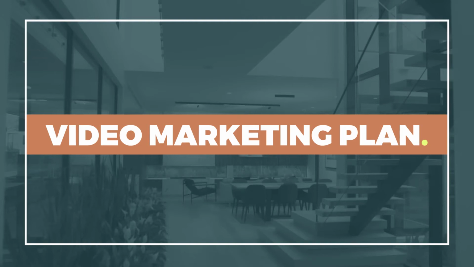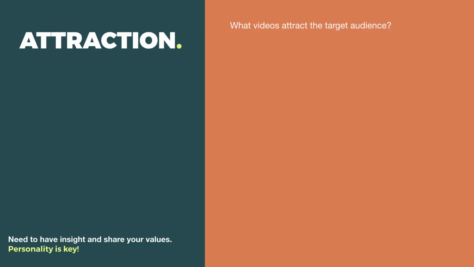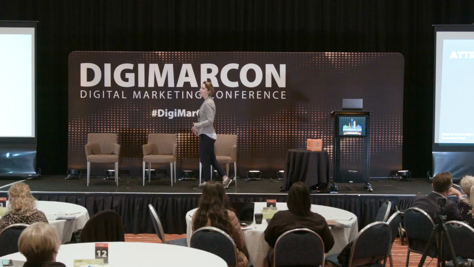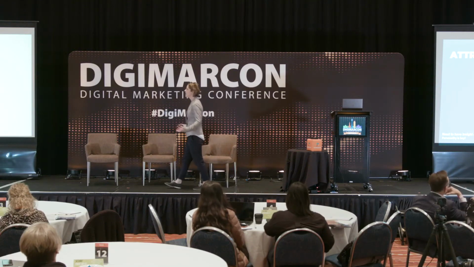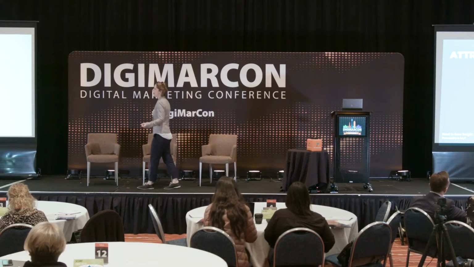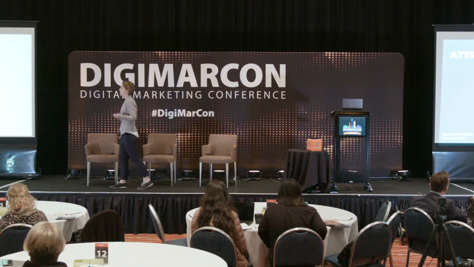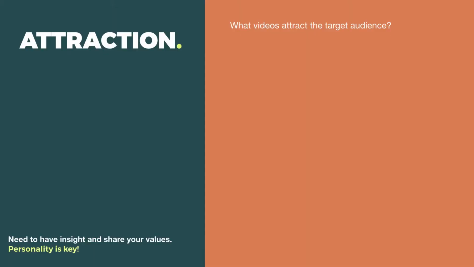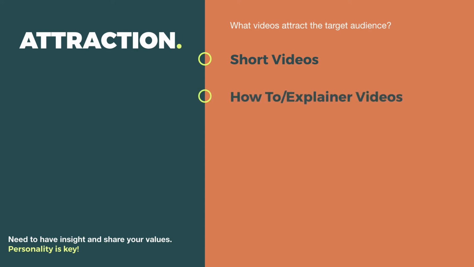So if you're going into a video marketing plan, let's look at the buyer's journey. Where in those sections can we be using video? Obviously, when you're in the attraction stage of an audience, you need to have your insights. This is where you're sharing your values. You want to make sure that your personality comes out here and that you can connect in that way. How do we make sure that we actually attract that audience? This is where you put your short videos, the ones that are succinct and really telling a story in that way, and how-to and explainer videos.